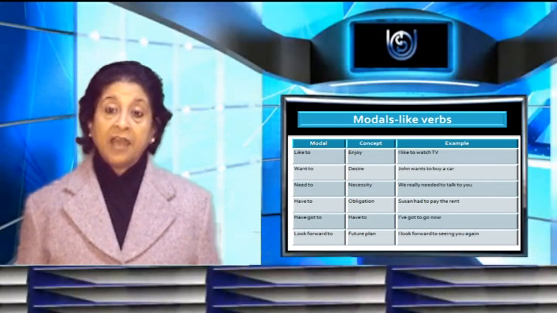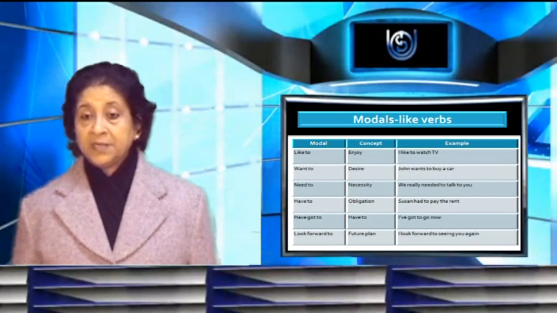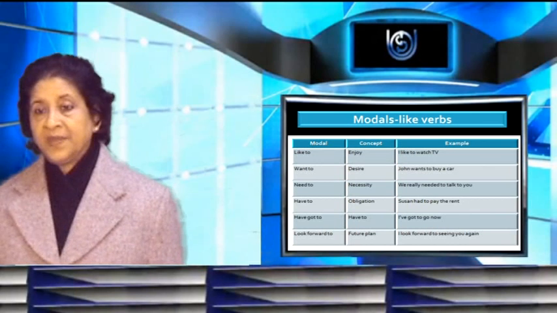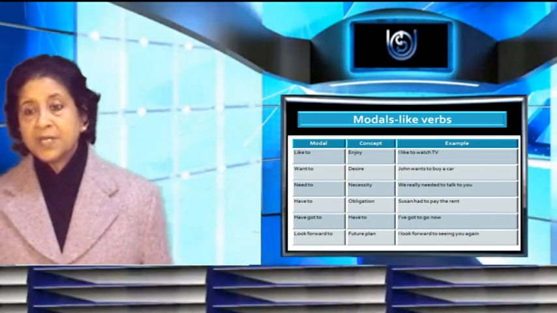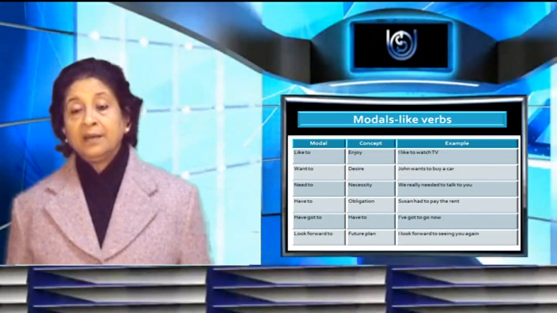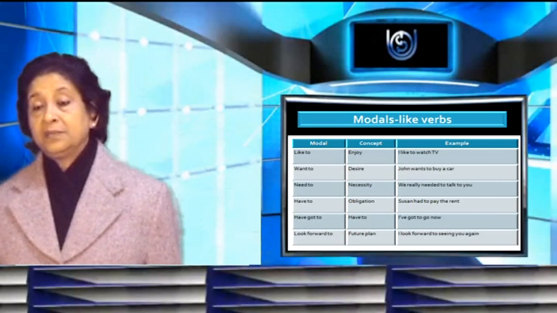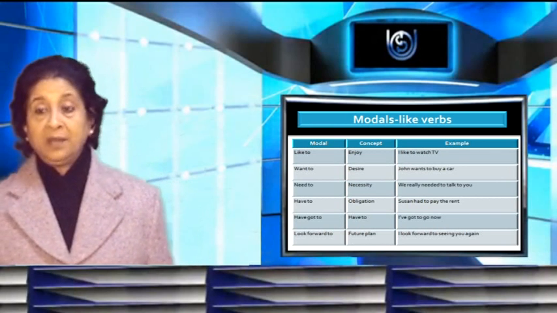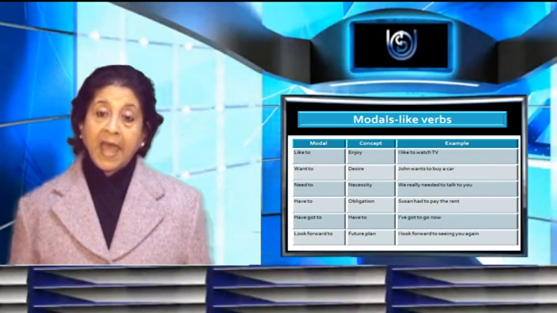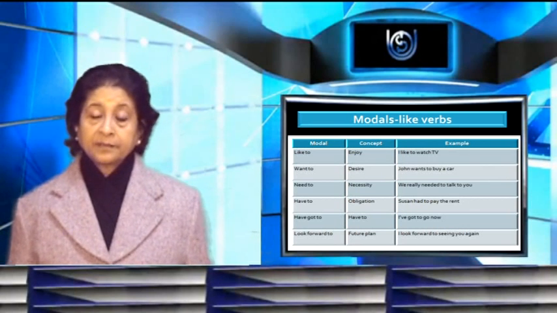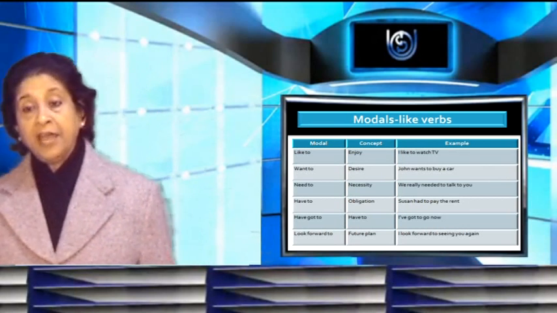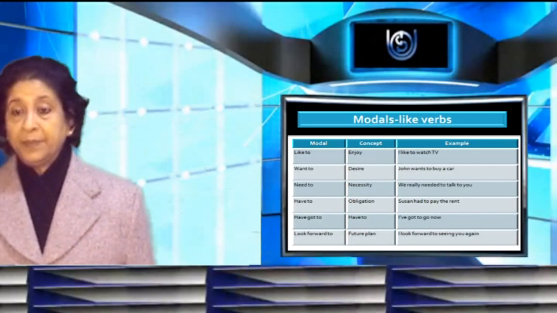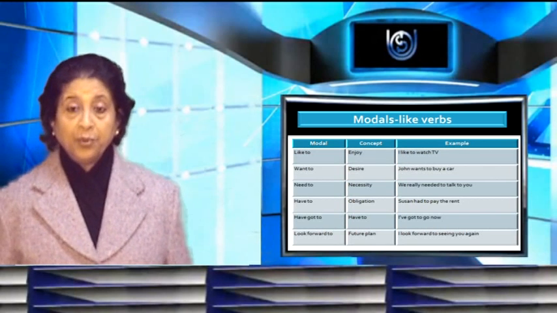Now the modal is have to. Concept is obligation. And the example is Susan had to pay the rent. There is obligation. She has no choice, but she had to pay the rent. Have got to. Concept is have to. And the example is I have got to go now.